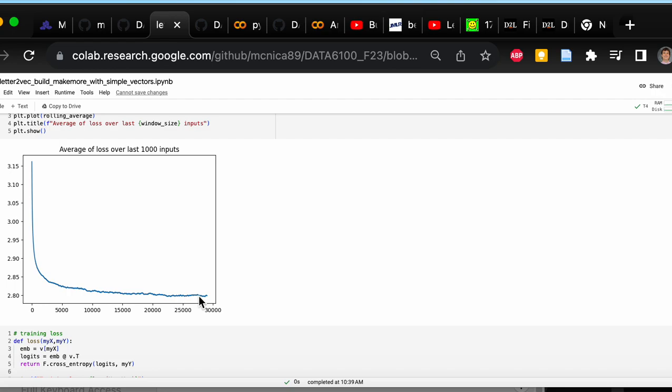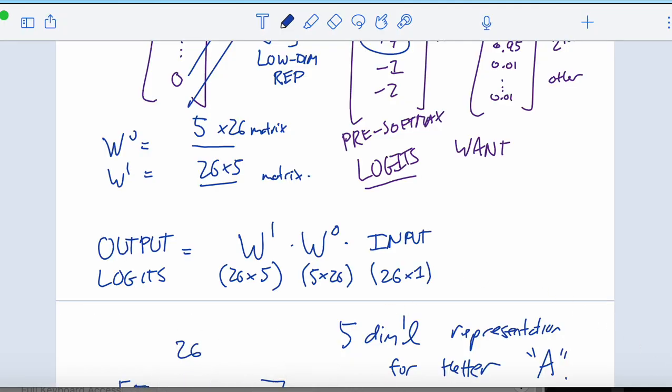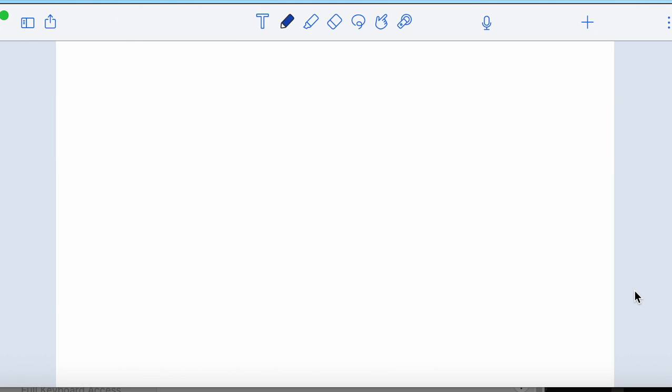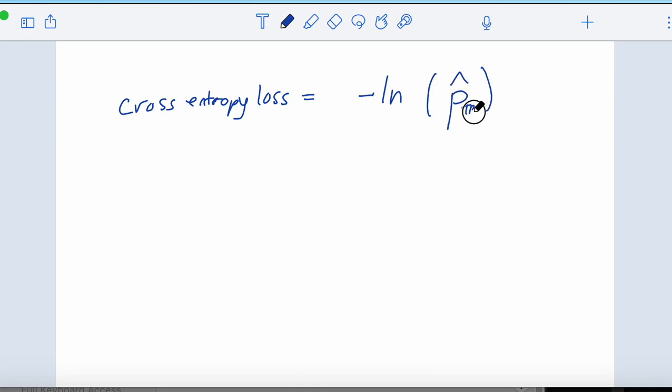By the way, you can interpret this loss quite easily, because in the cross entropy loss, remember we had the formula for cross entropy loss. The formula is minus the log of the predicted probability of the true answer. So if the true answer is U, the loss you get is minus the log of whatever you said the probability of U happening was.